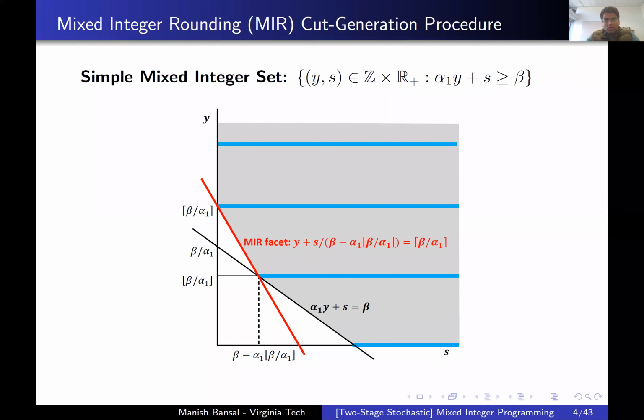Now, as we all know from basic high school math, if I know 2 points, I can very easily find the equation for the line, or the hyperplane in this case. Great. So once I obtain this, and this is known as the well-known mixed integer rounding facet for this simple mixed integer set. What's the significance of this?